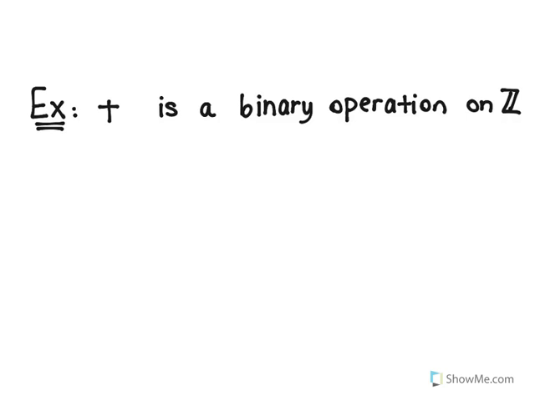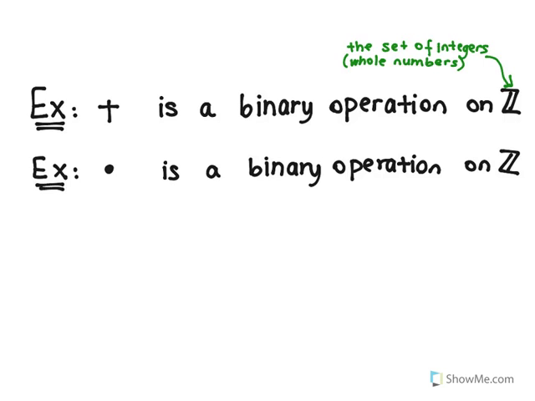Plus is an example of a binary operation on the set Z of integers. I'll use that notation Z throughout this class, by the way, to denote the set of integers, otherwise known as whole numbers. The reason plus is a binary operation on this set is that plus is a way of taking in two integers, like maybe 3 and 7, and combining them to produce a single new integer, in that case, 10. Times is also a binary operation on Z, because if you give me two integers, another way I can combine them to produce a new integer is to multiply them.